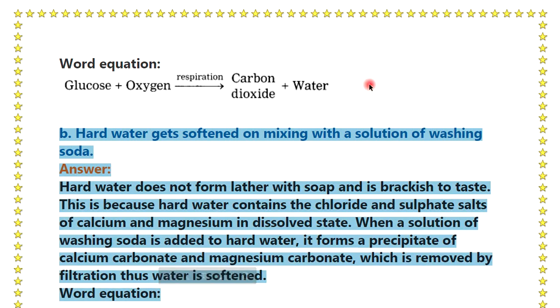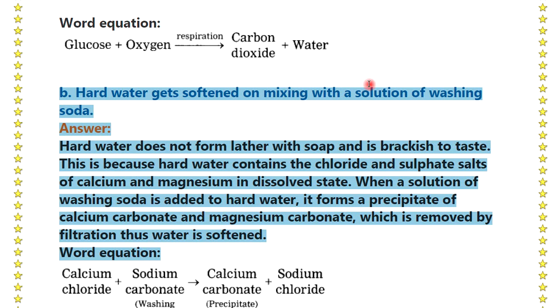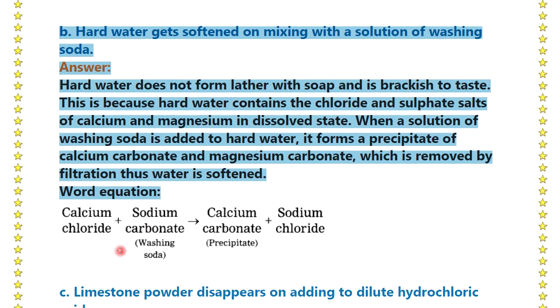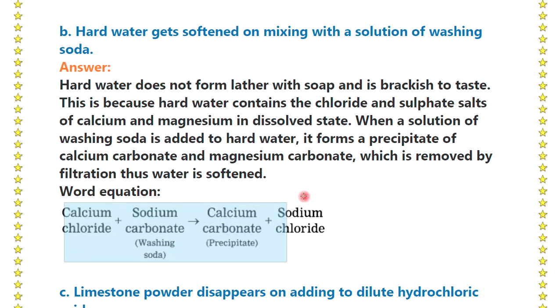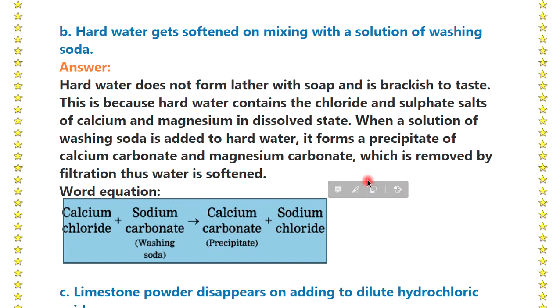Hard water gets softened on mixing with a solution of washing soda. Answer: hard water does not form lather with soap and is brackish to taste. This is because hard water contains the chloride and sulfate salts of calcium and magnesium in dissolved state. When a solution of washing soda is added to hard water, it forms a precipitate of calcium carbonate and magnesium carbonate, which is removed by filtration. Thus water is softened. Word equation is, you can see here, calcium chloride plus sodium carbonate gives calcium carbonate plus sodium chloride.